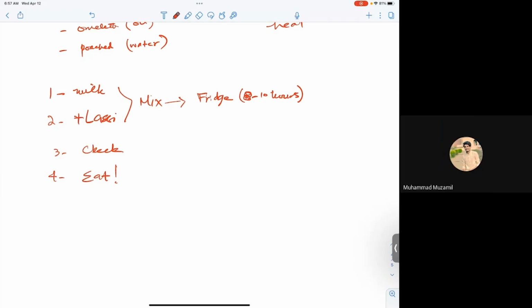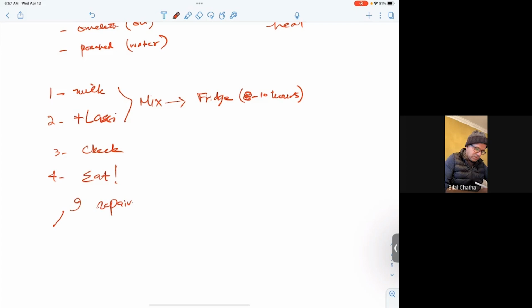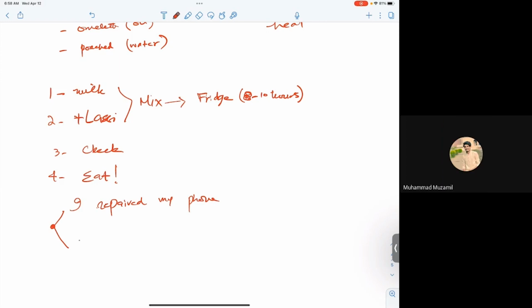Sir, I got my cell phone repaired. If you repair it yourself, what will you say? I repair my cell phone, or I repaired my cell phone. I repaired my cell phone. Okay. But if a technician repairs it, इसका मतलब कि आपने फोन ठीक करवाया है. So then what do you say? Sir, I got my phone repaired by a technician.